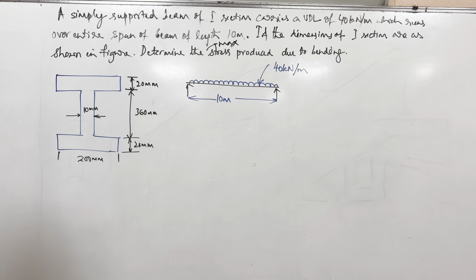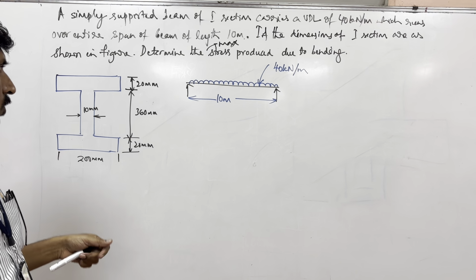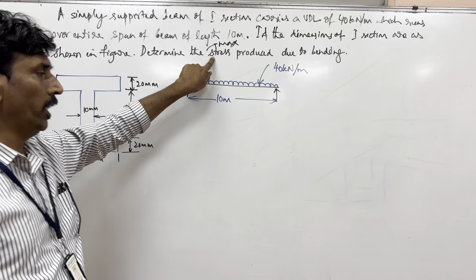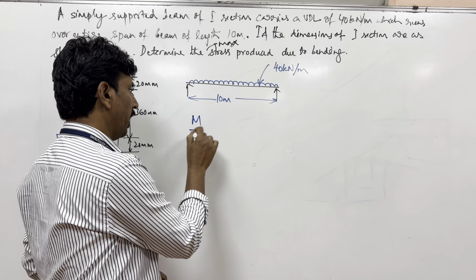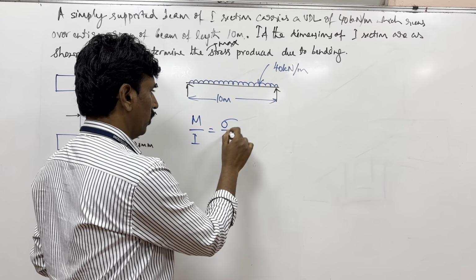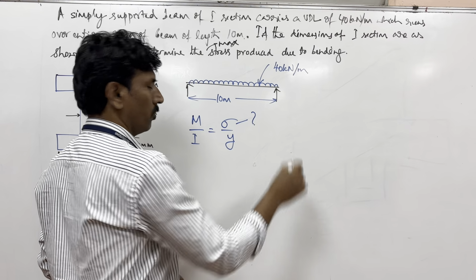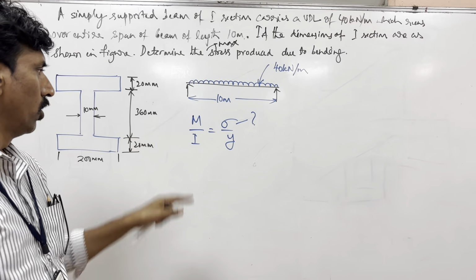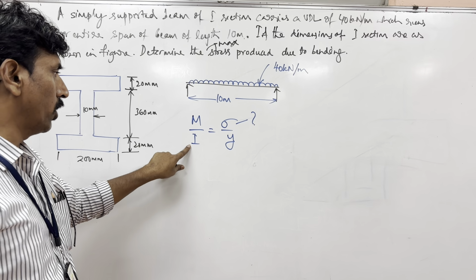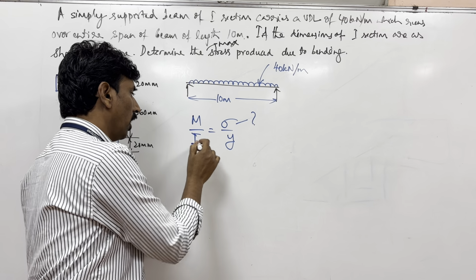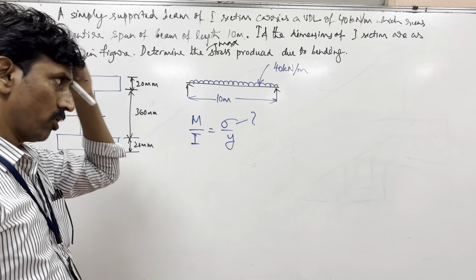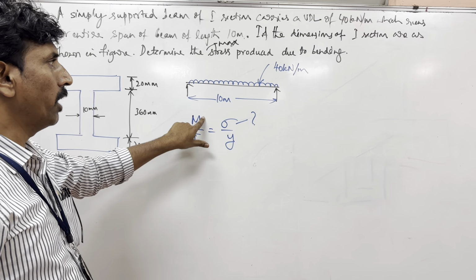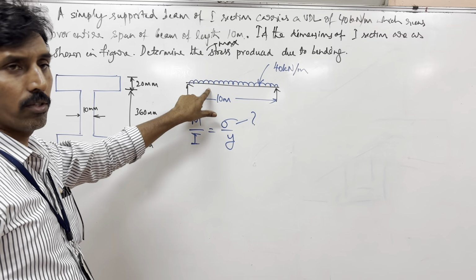Now, we'll see how we go about the problem. What is the formula that we have to use? We have to find stress. Okay, now we can use this formula. We are supposed to find this. So we can find the moment of inertia of the I section itself. And then Y is known to us. Then we can find out M. M for this case we know.